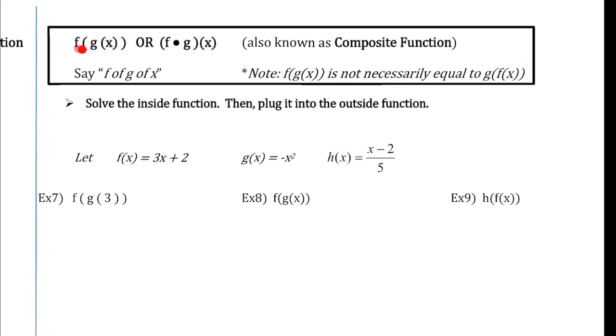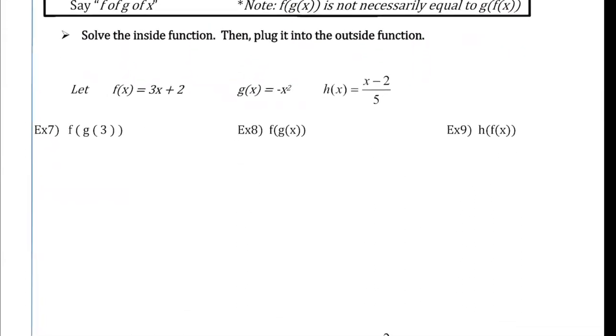This is pretty typical here. And the way that you say this is f of g of x. Another way that it can be written, we don't do this as much in this class, but with this dot in between the two functions, and you'd still say f of g of x here. And there is a note here that this f of g of x, the result that you get from doing that, is not necessarily the same as g of f of x. They can and most likely will be different.